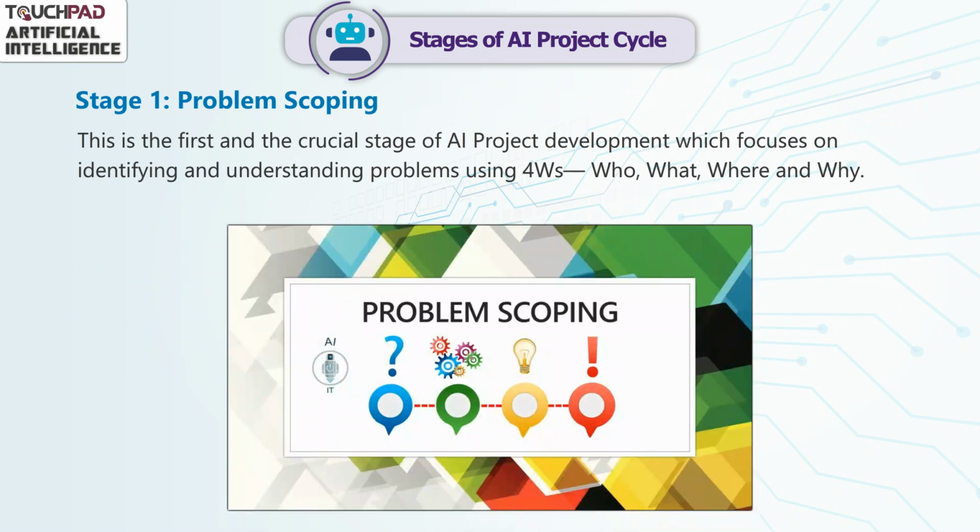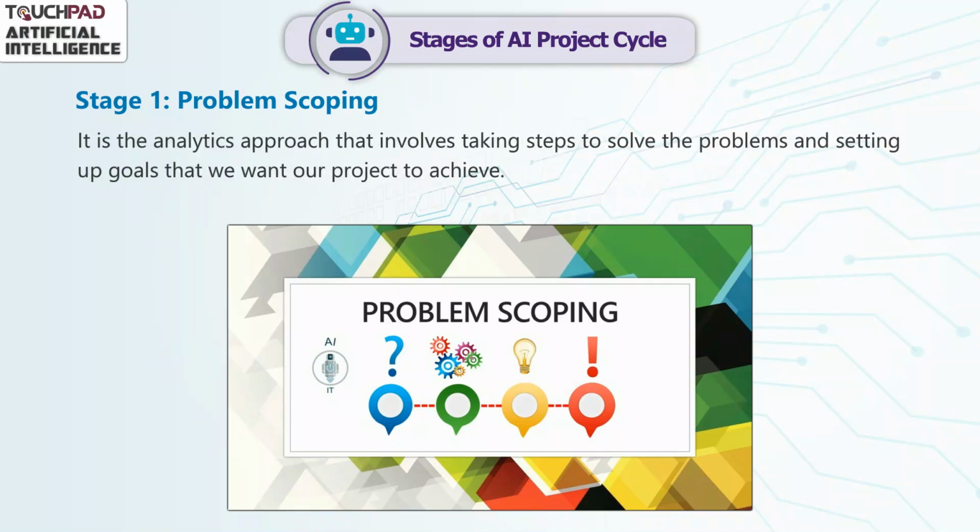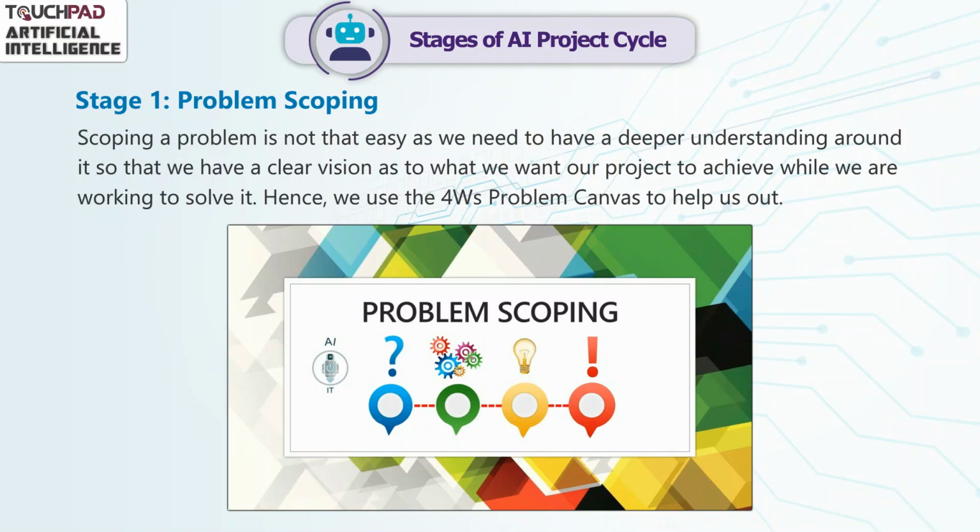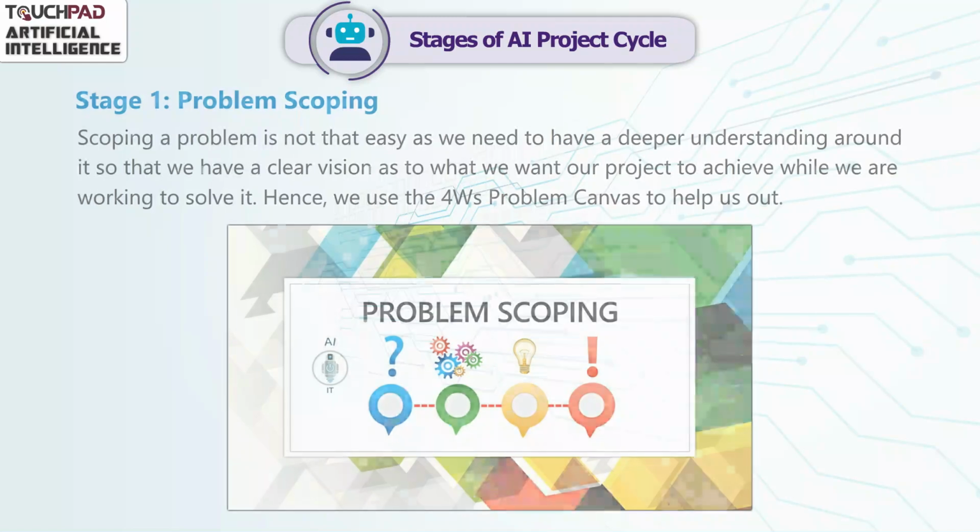Stage 1. Problem scoping. This is the first and the crucial stage of AI project development, which focuses on identifying and understanding the problem using 4 W's: who, what, where, and why. It is the analytics approach that involves taking steps to solve the problems and setting up goals that we want our project to achieve. Scoping a problem is not that easy, as we need to have a deeper understanding around it so that we have a clear vision as to what we want our project to achieve while we are working to solve it. Hence, we use the 4 W's problem canvas to help us out.